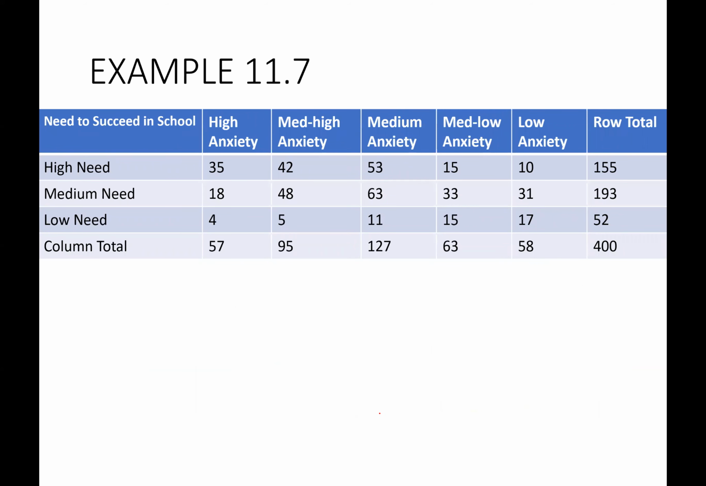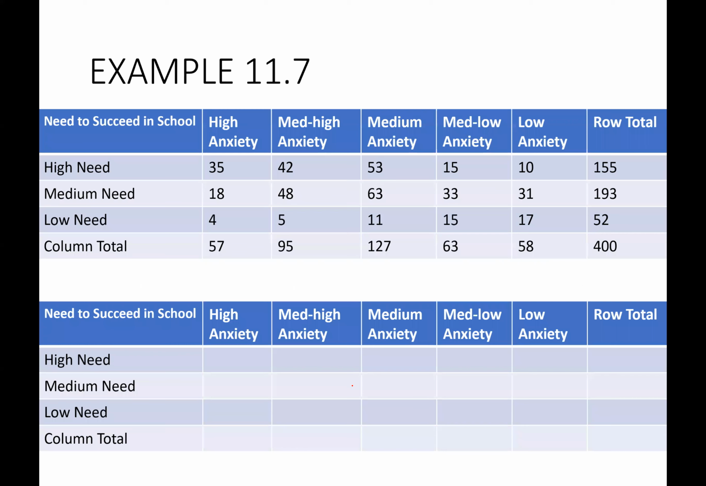So here is our observed values. Let's find our expected. Again, you can do this while you're putting in the matrix, or you could do it independent of that. You can be independent. So what would high anxiety, high need be? What would we expect? We take the row total times the column total and divide it by the total.